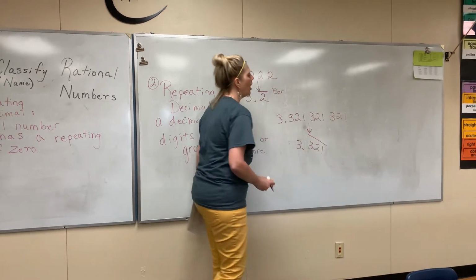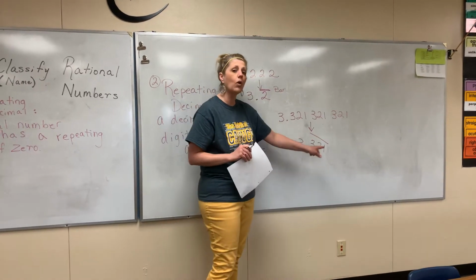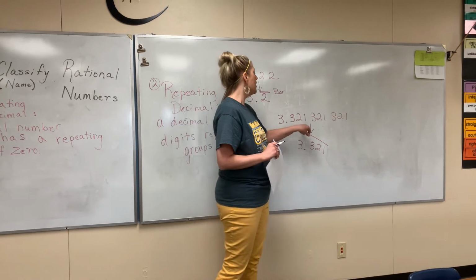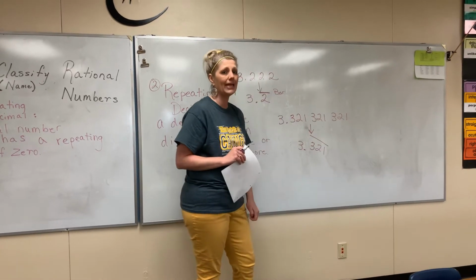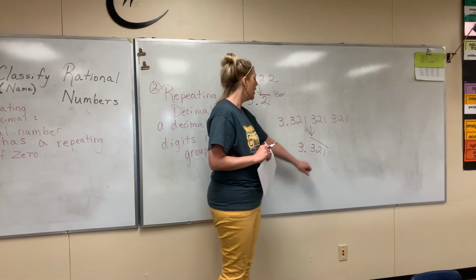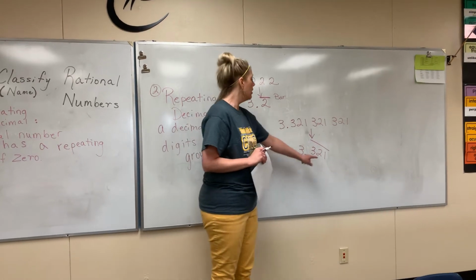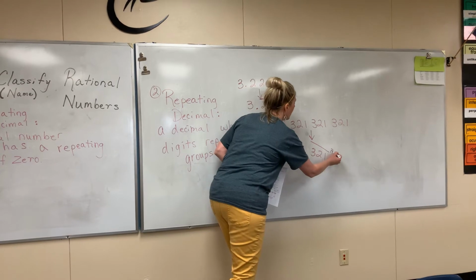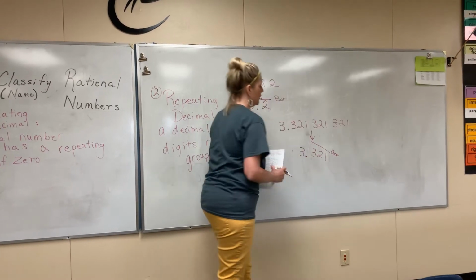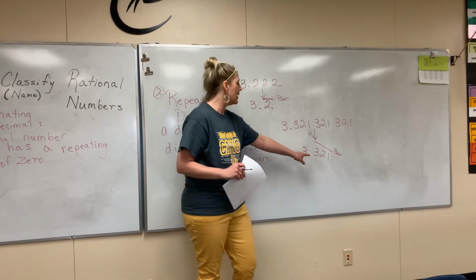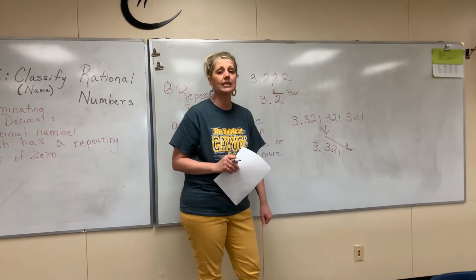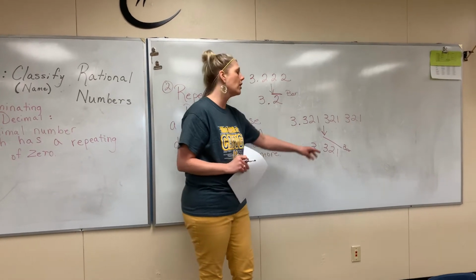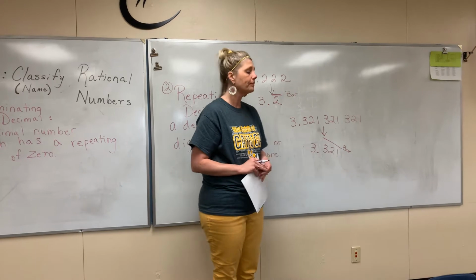And put the bar over the whole entire 321. Because if you notice, the 321 is what's repeating itself, not just the 3, not just the 2. So you would have to put the bar on top of all 3 of those digits to let somebody know that it's the 321 that is repeating itself. So again, we call this a repeating decimal.